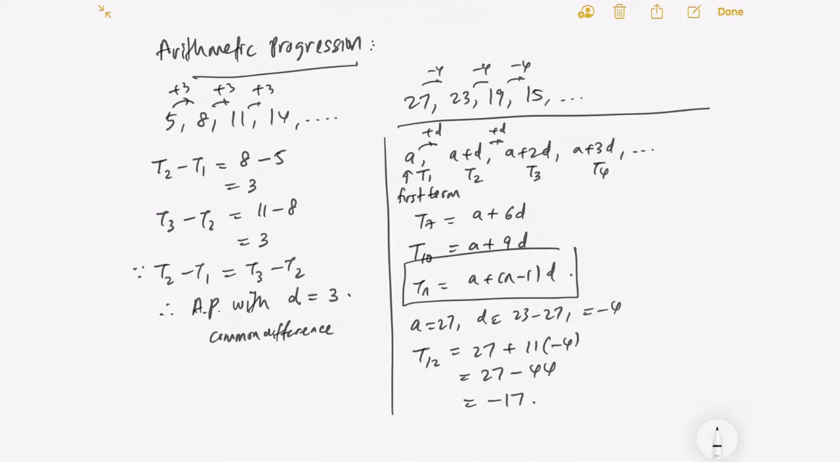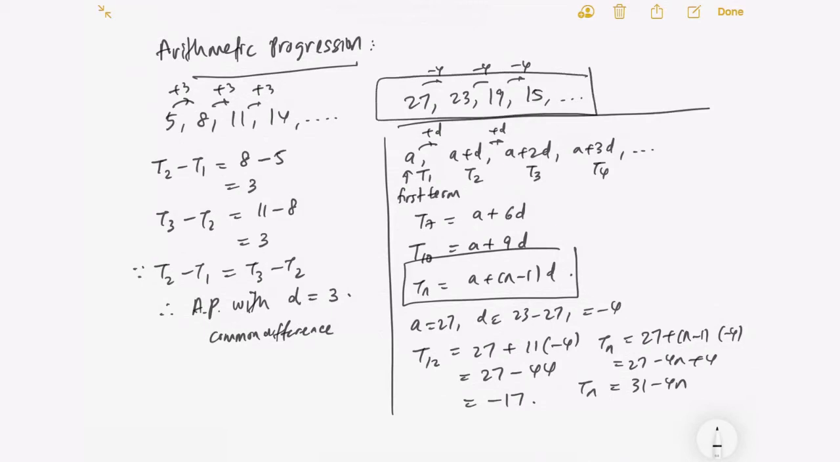Now, sometimes you may be required to find the term in terms of unknown n. For example, if I want to find the general term tn, I can write this as a plus n minus 1 d, d is negative 4. So you get 27 minus 4n plus 4. This will be 31 minus 4n. So this is a general formula representing this number sequence here, right?